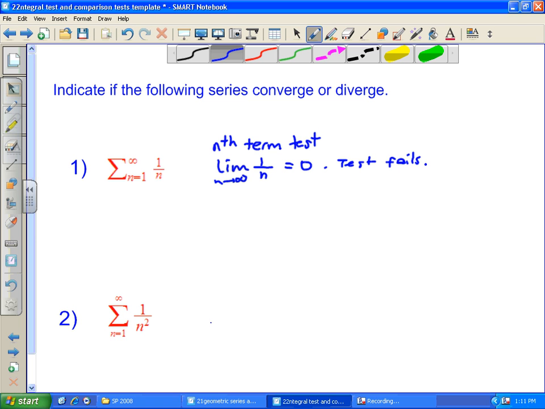Remember, the limit being 0 is a necessary but not a sufficient condition. Yes, it's going to 0, but there are other things like how fast it is going to 0. That's also very important. So let's apply another test. We just learned the integral test, so let's apply that. Take the integral of 1 over n as n goes from 1 to infinity.